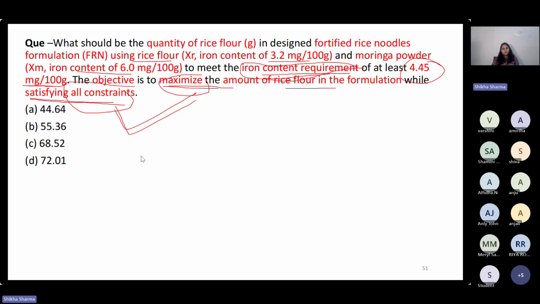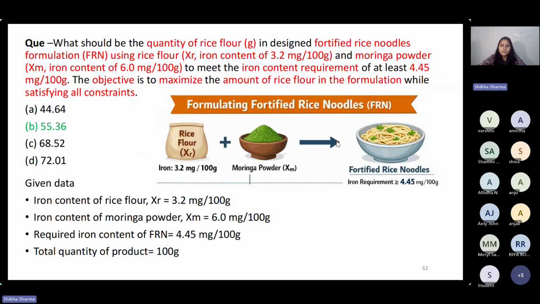So Shiva has already solved and he got the answer as 55.36. And Aman solved, he got the answer as 68.52. And Jidnyasa got the answer as 72.01. Okay, let's see the solution. So the answer is B.